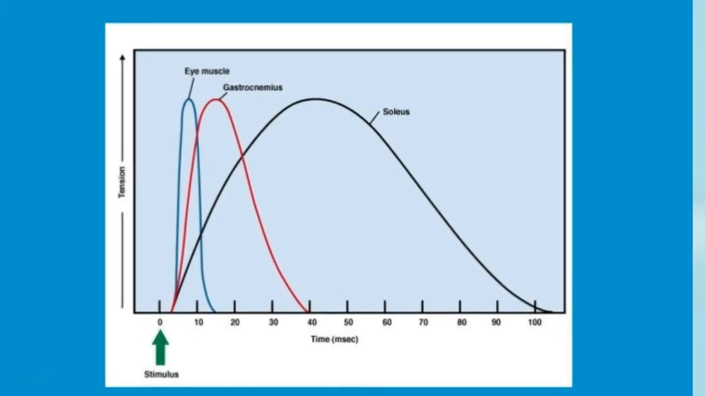If we look at examples here of 3 different muscle groups within the body, we see that the soleus, which is primarily a slow twitch orientated muscle, takes longer for the electrical stimulus to reach its threshold and then dissipate. Whereas the gastroc achieves its threshold much faster, being predominantly fast twitch fibers, and the eye muscles, which are even more fast twitch orientated, achieve its contraction stimulus much quicker than the others.